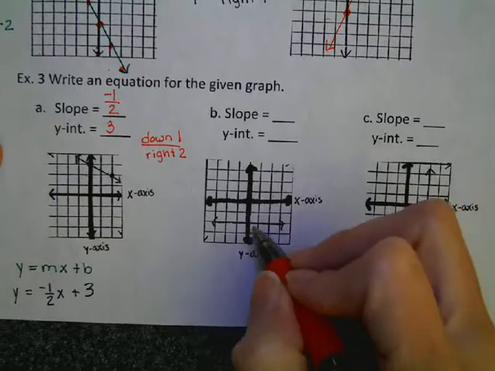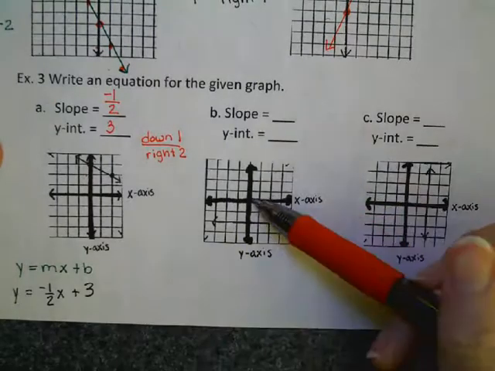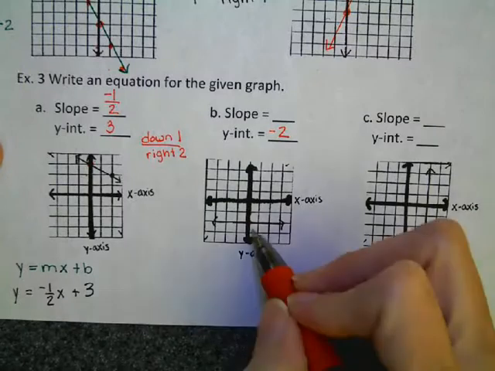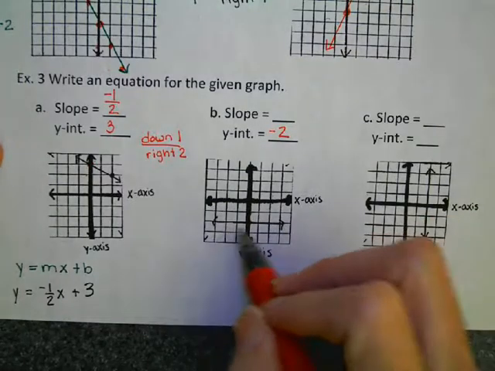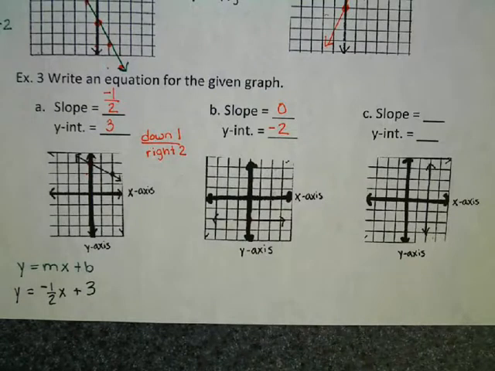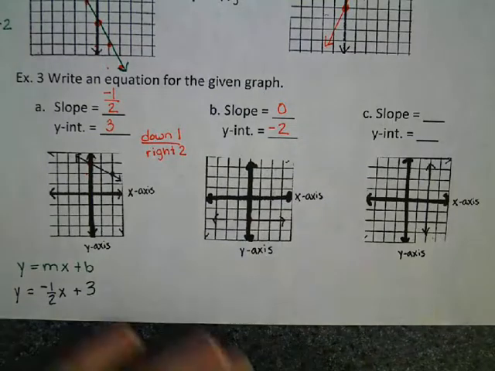Let's look at the next one. The y-intercept for this picture is right here. So this y-intercept is at negative 2. And this one doesn't go up at all, it just goes over. So this is a flat line. We say it has a slope of 0.